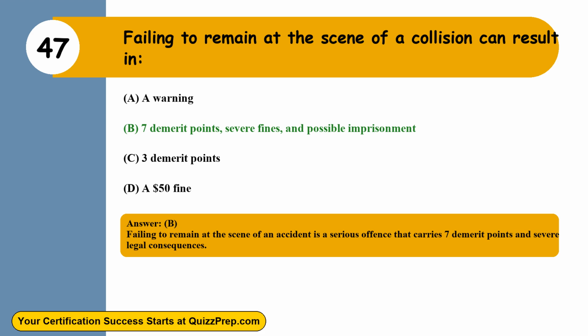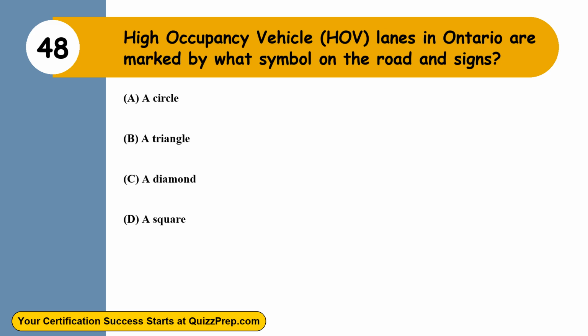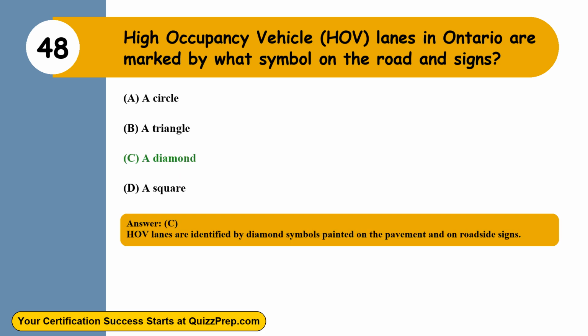Question 48. High occupancy vehicle, HOV, lanes in Ontario are marked by what symbol on the road and signs? Option A, a circle. Option B, a triangle. Option C, a diamond. Option D, a square. The correct answer is option C, a diamond. HOV lanes are identified by diamond symbols painted on the pavement and on roadside signs.